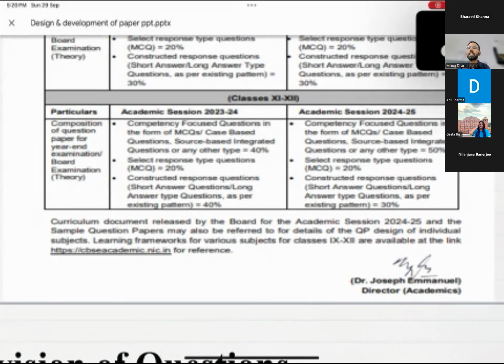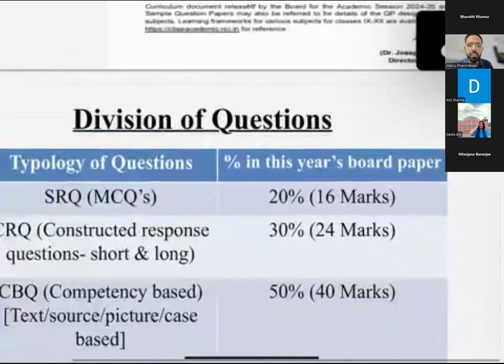There was no competency, no checking of their aptitude and IQ level. CBSE wants to check how they are preparing for the upcoming exams which they are going to face, like CUET and other competitive exams. Because of that reason only, CBSE has increased this percentage to 50% and reduced the CRQ percentage to 30%. Now I'm going to give you a very detailed view about how this category has been changed.